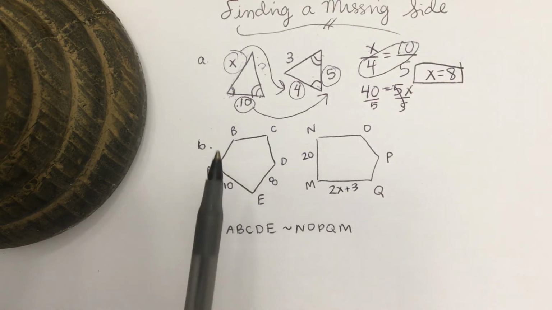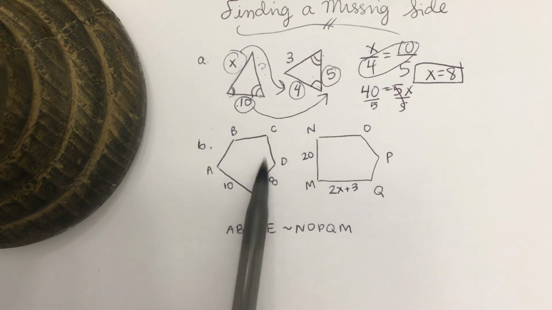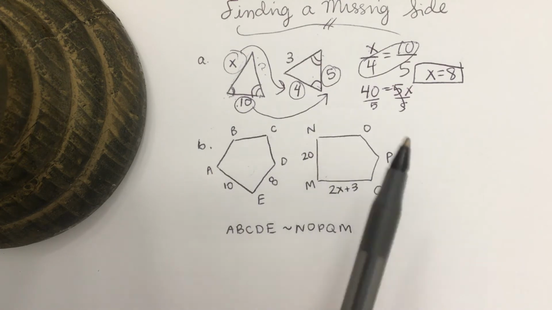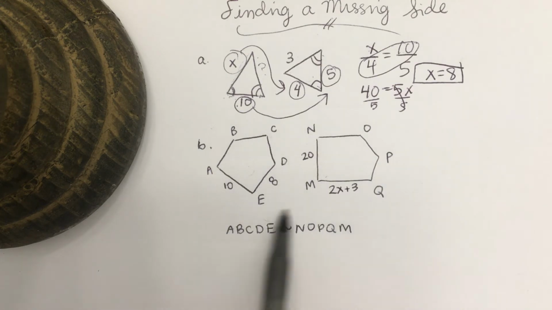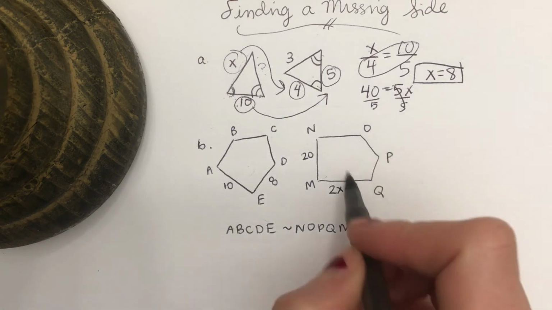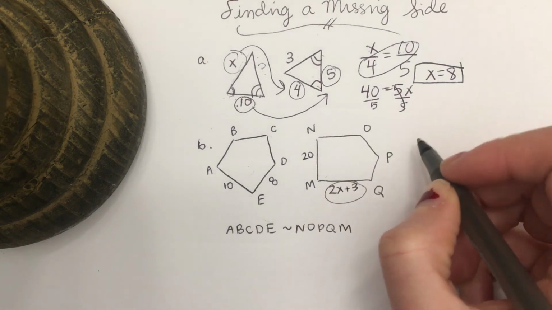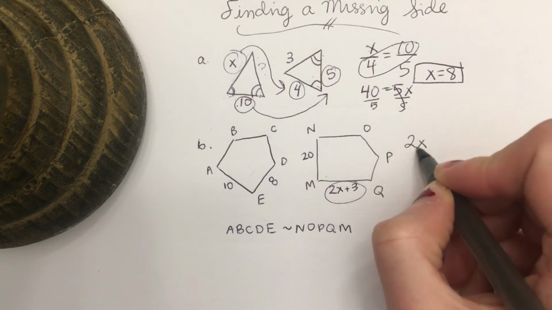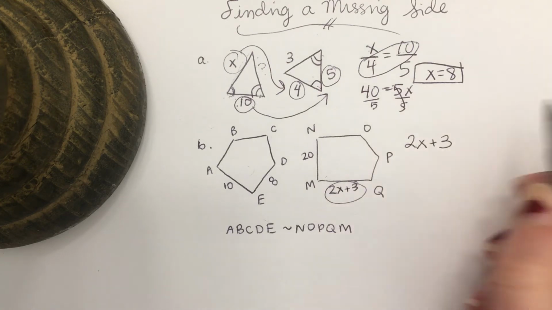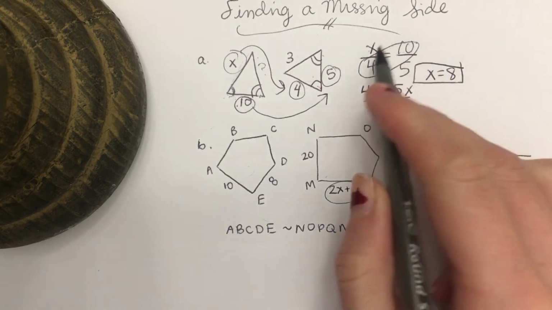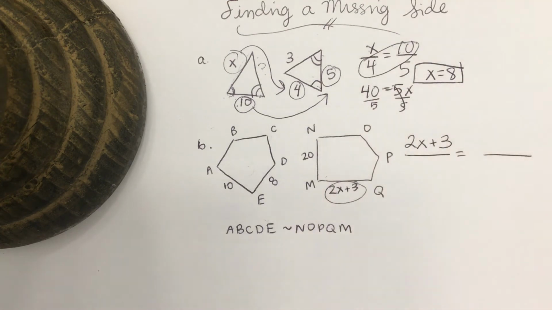Now when we come down here, same thing. Notice there's no arc marks or anything about the angles. So we're going to use this similarity statement down here to help us. Again, I'm going to start with my x value. This time it is an expression, 2x plus 3. Please don't let that confuse you. It's the same idea, but instead of an x, I just have to write that whole expression.